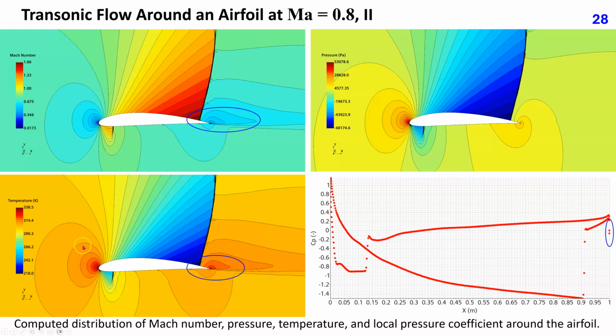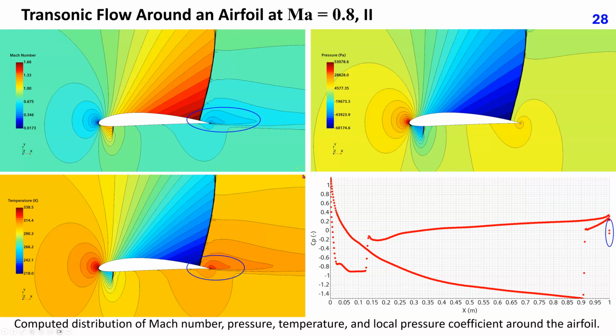Temperature increases by almost 40 Kelvin at the leading edge and drops almost 80 Kelvin just before the shock on the suction side. As in the subsonic case, disturbances in velocity and temperature are visible downstream of the trailing edge due to discretization errors. The 4th plot shows the variation of pressure coefficient along the airfoil surface.